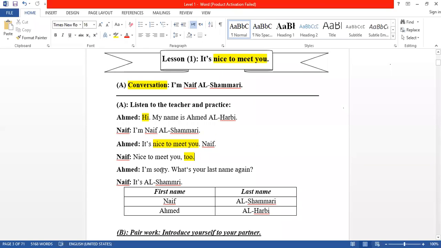Ahmed: I'm sorry. The word sorry here, when do we say it? We use it when we apologize for something that has been done. For example, I can say, sorry, I forgot your last name. What's your last name again? I'm sorry. We use it when we apologize for something.